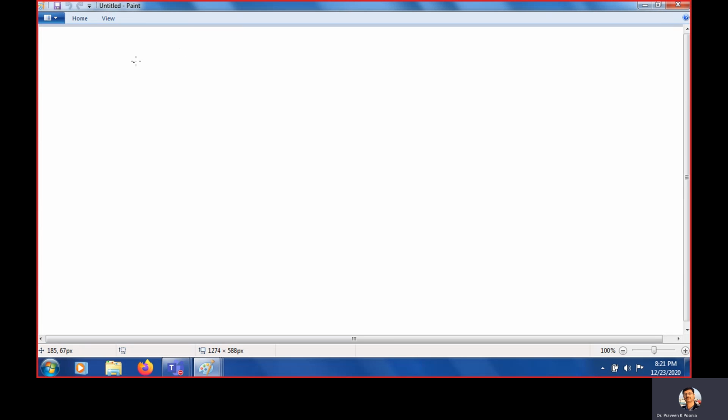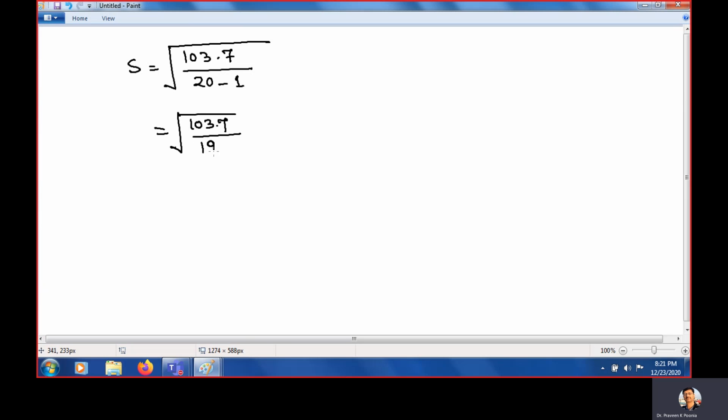The answer is: S is equal to the square root of sigma, which is 103.7 in the numerator, and the denominator is n minus 1, meaning 20 minus 1. If you calculate it, it is 103.7 divided by 19, and what you will get is 5.46, and the square root of this is 2.34. So the standard deviation is 2.34.